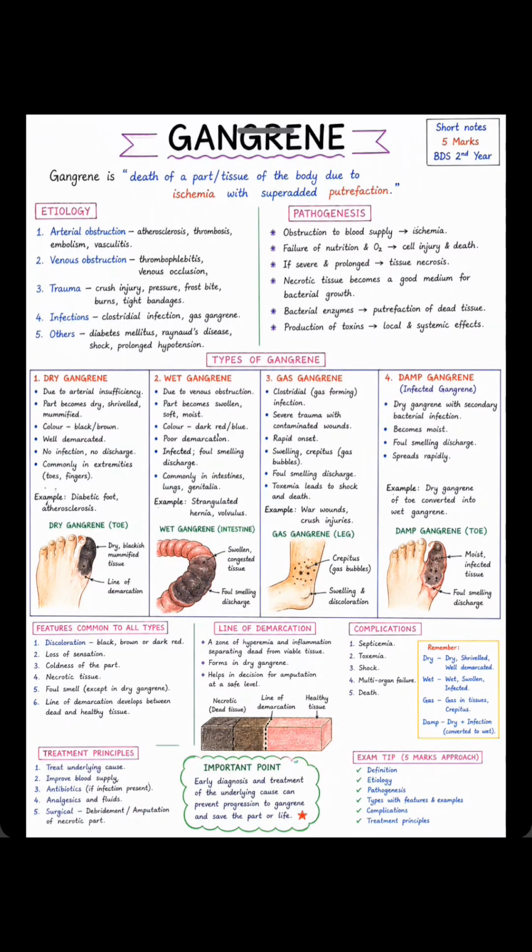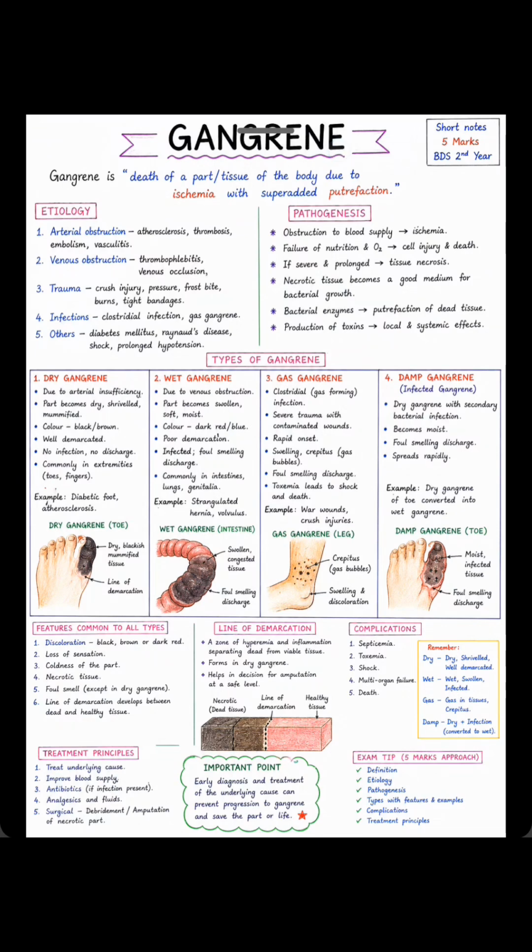Gas gangrene is caused by a gas forming clostridial infection entering a severely contaminated wound. It features rapid onset, swelling, and a unique symptom called crepitus, which feels like crackling bubble wrap under the skin due to trapped gas bubbles.